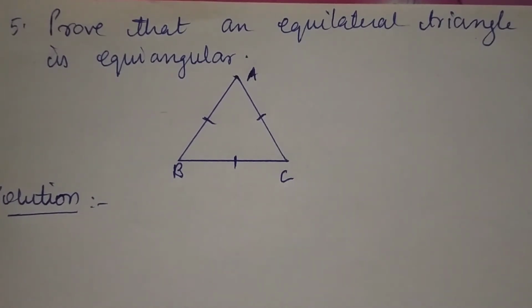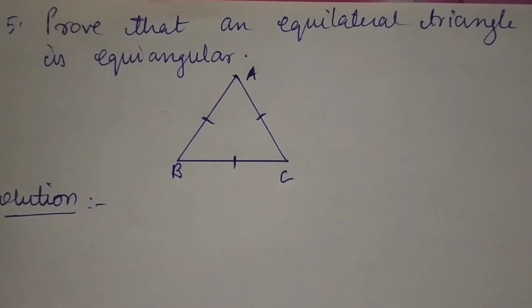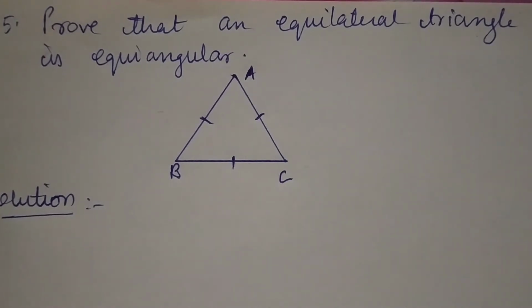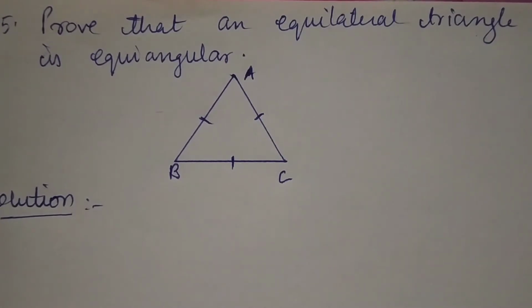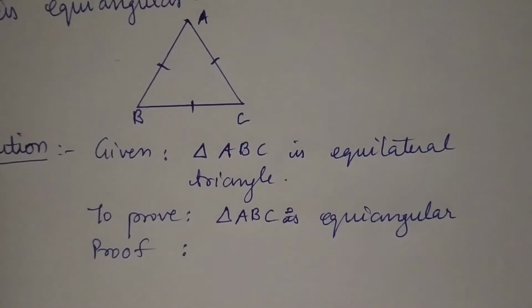So the first step that I am going to do is write down what is given and to prove, because they have told us to prove something. Whenever they ask us to find out the proof, we always mention given and to prove. Okay, so let us write down what is given in the question. We first write down given: triangle ABC is an equilateral triangle, and we have to prove triangle ABC is equiangular, means we have to prove that all its angles are equal in measurement. Okay, so now let us start with the proof.